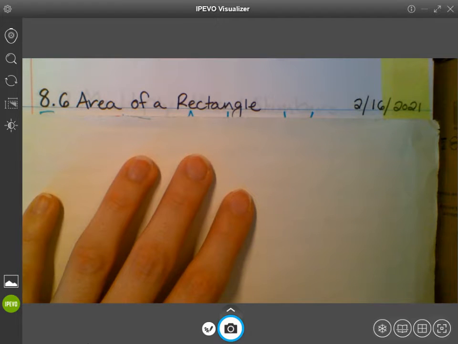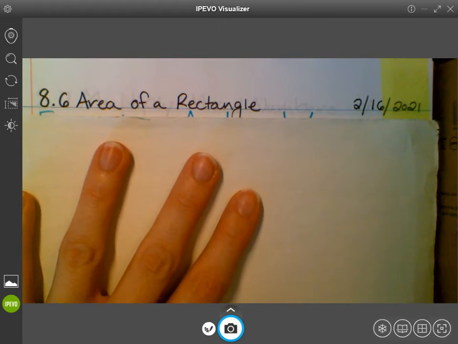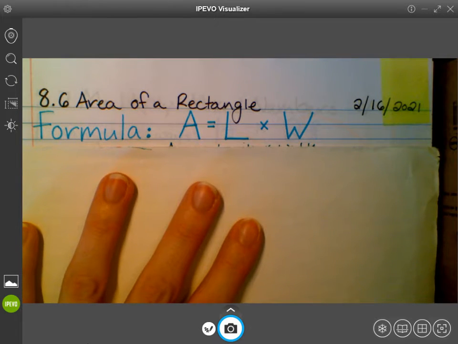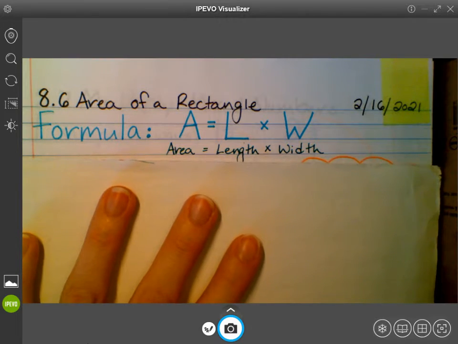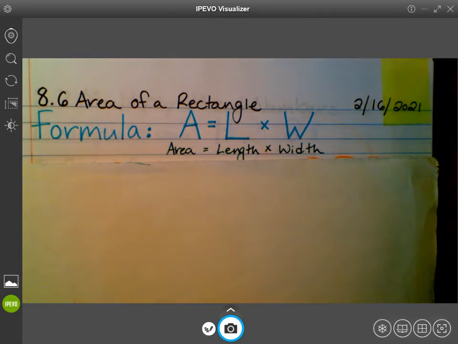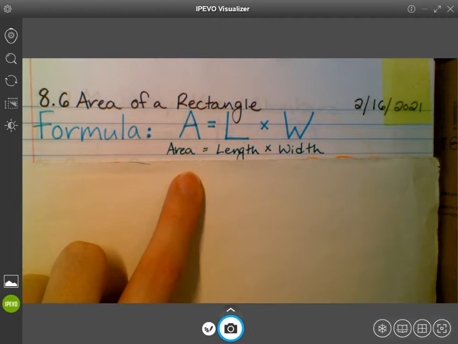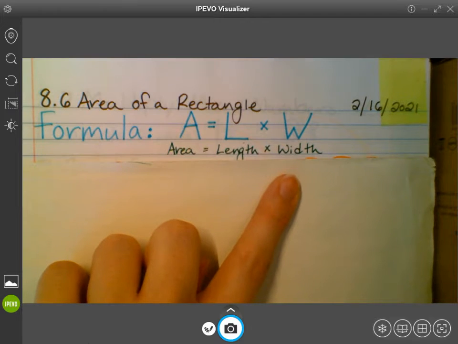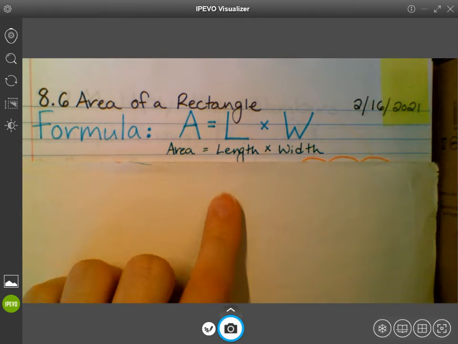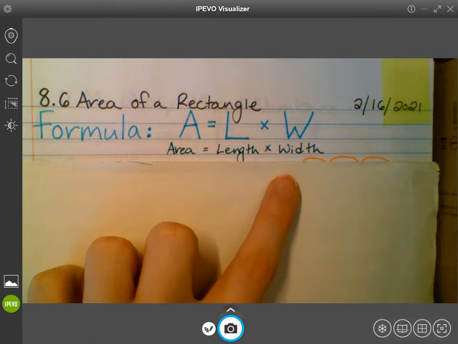All right, so 8.6, area of a rectangle, 2/16/2021. And we are going to be getting right into the formula. So when we find the area of a rectangle, we're taking the length times the width. And some of you may be thinking, Miss E, I already know this. It's a good reminder. So our formula, or our equation, to find the area of a rectangle is length times the width. So you can remember it as A equals L times W. And the A stands for area, the L stands for length, and the W stands for width.